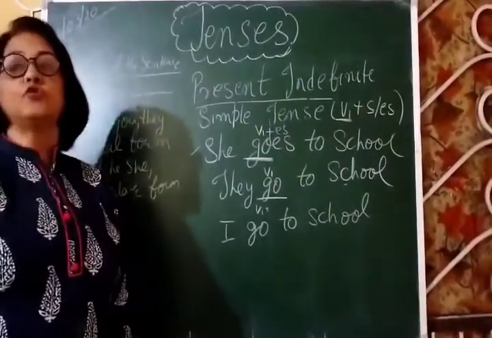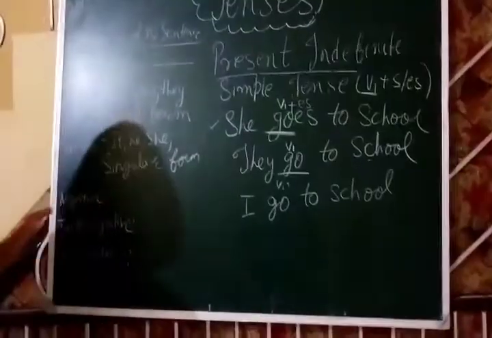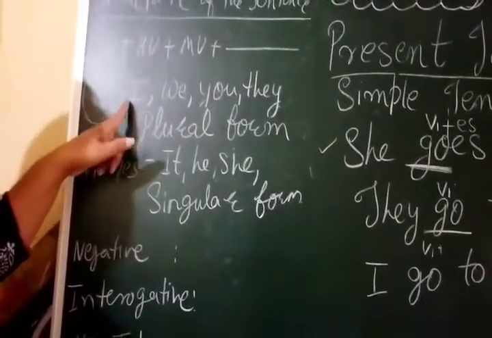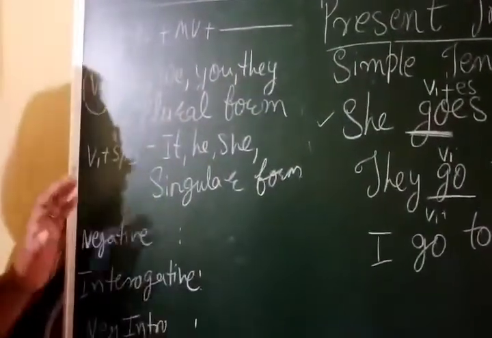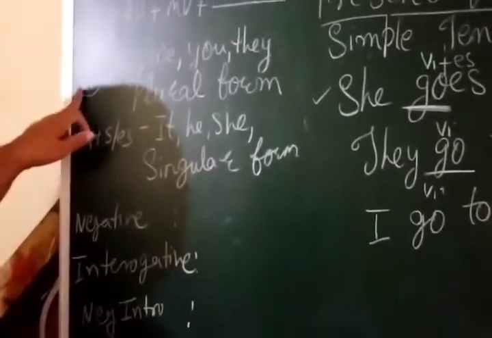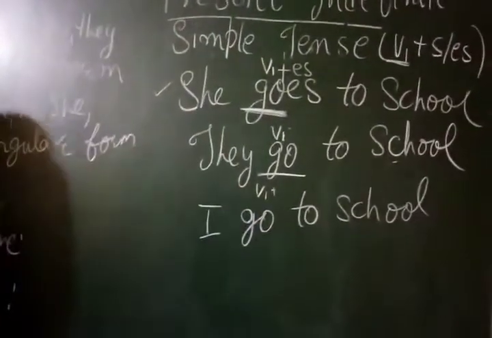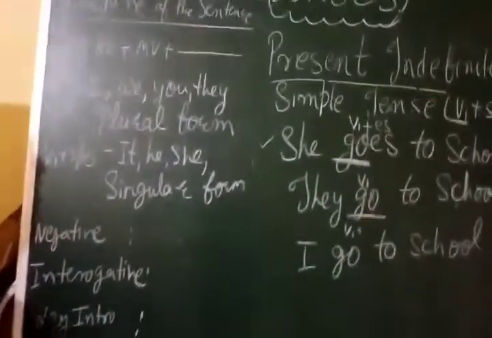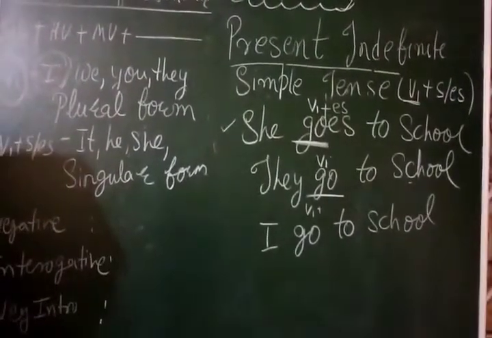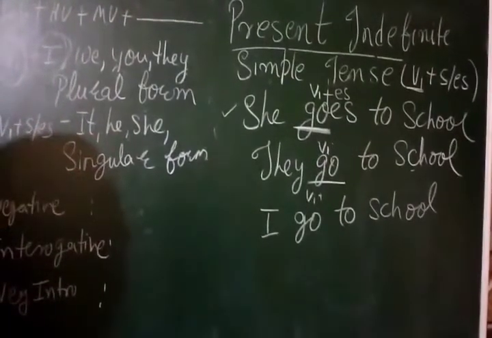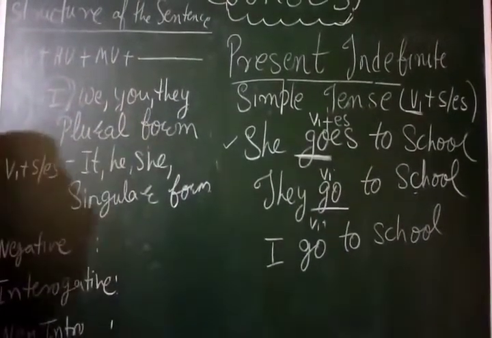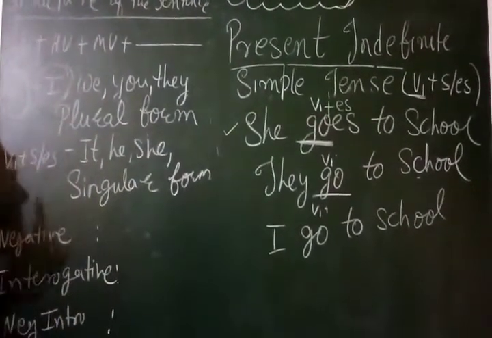So my dear students, we have to remember a basic rule which is to be followed here. Only V1 is used with I, we, you, they, or any plural form of verb. Like we did it here. I go to school. Go is the first form. We don't have to use s or es with it. They go to school. They is a plural form. Here you will say, I to plural nahi hai. Why are we using it? This is a rule. You follow this rule. I go to school, no need to put s or es. And in any other plural form, we have just to use the verb's first form.